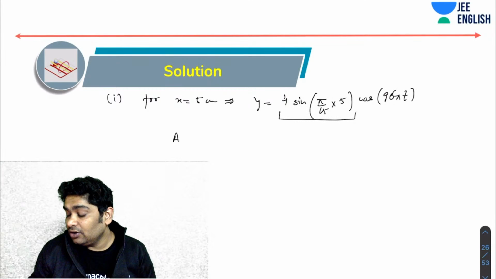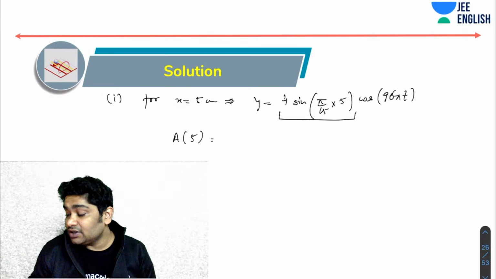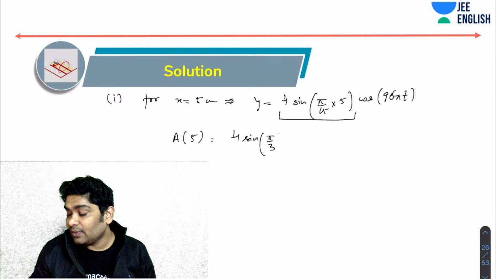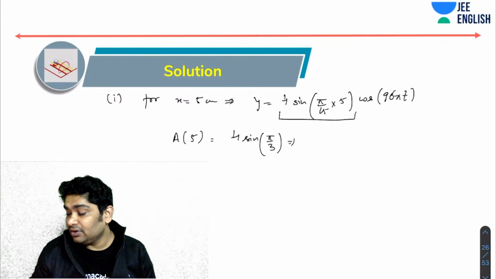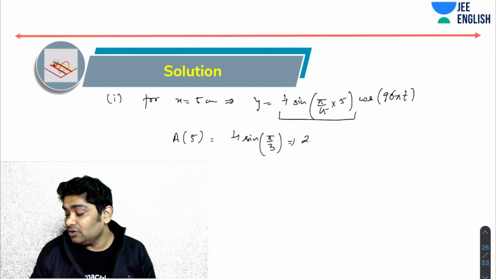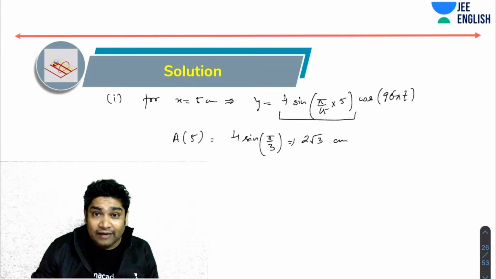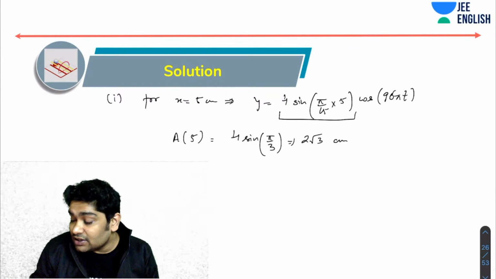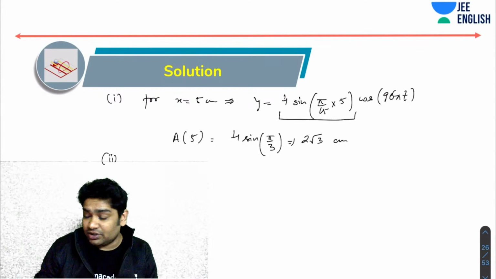So the amplitude at x equals 5 centimeters is equal to 4 into sine of pi by 3, which is 2 root 3 centimeters. So that will be the maximum displacement of a particle located at x equals 5. So this is the amplitude. Okay, amplitude refers to the maximum displacement from the mean position, correct?